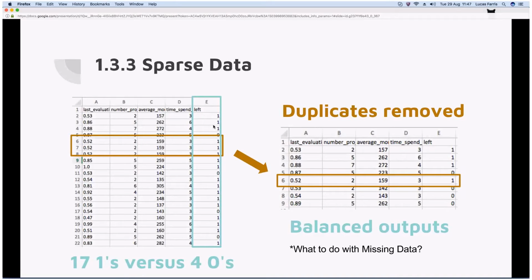So what can be done is randomly balancing your outputs, which means that in the end you eliminate random rows until you have the same number of people who left and who didn't leave. Of course, as you can see here, this is a very small data set, so it's just an example, okay?